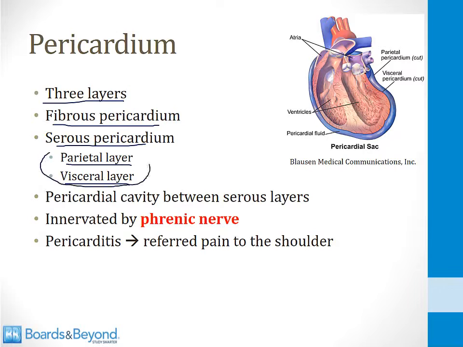Between these two layers, the parietal and visceral layers of the serous pericardium, is what's known as the pericardial cavity. And as we'll discuss later, this is the portion of the pericardium that fills with fluid in pericardial effusions and tamponade. The pericardium receives its sensory innervation from the phrenic nerve, and this is important because sometimes patients with pericardial injury, like pericarditis, can have referred pain to the shoulder, and that's because the phrenic nerve has common nerve roots with nerves that innervate the shoulder as well.